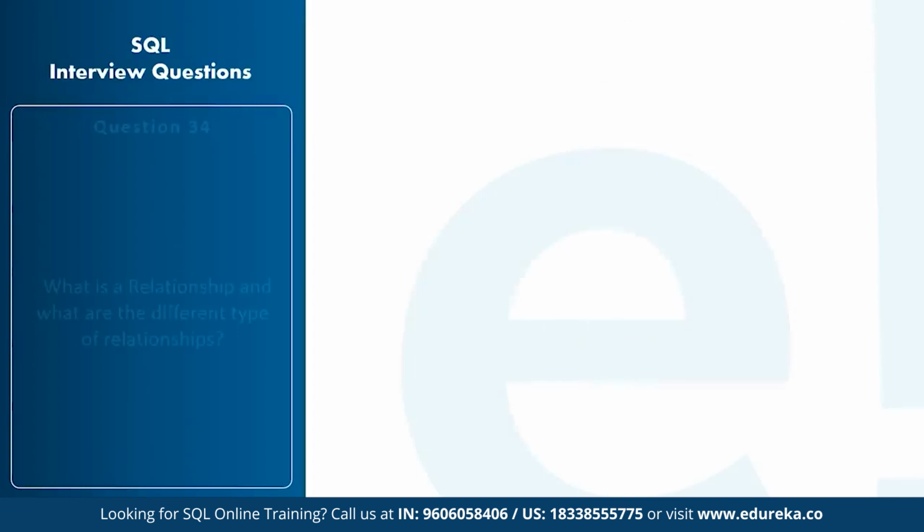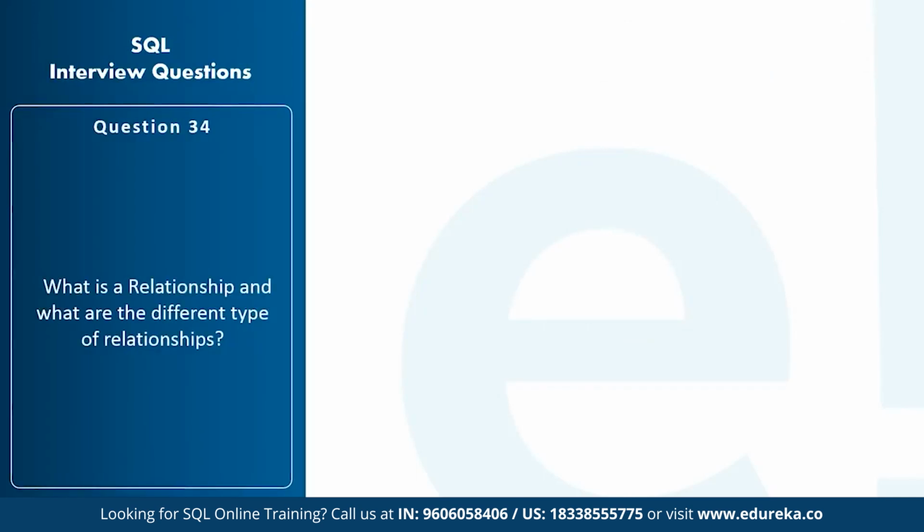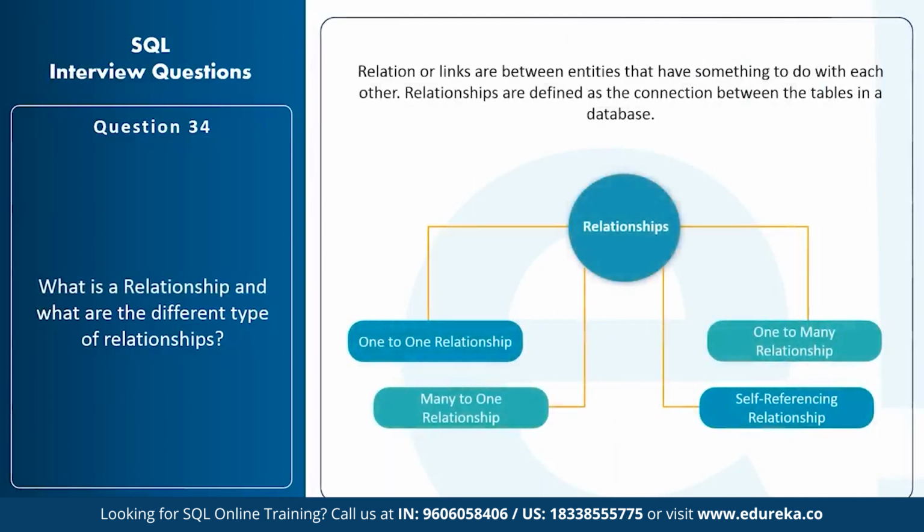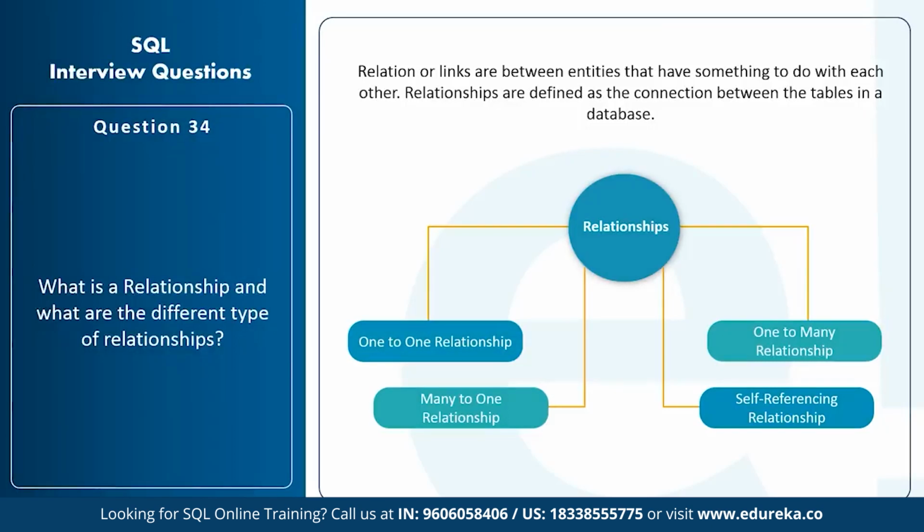Now let's move forward to our next question, that is what is a relationship and what are the different types of relationship? So relation or links between entities that have something to do with each other can be basically termed as relationships. So relationships can also be defined as the connection between the tables in a database, right? Now the different types of relationships are the one-to-one relationship, the one-to-many relationship, many-to-one relationship, and the self-referencing relationship.